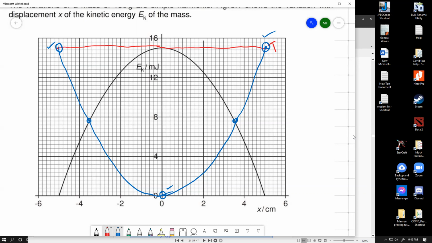Definitely don't forget to label this graph. I would not label this close to the T. Let's say I'm going to label it over here, P.